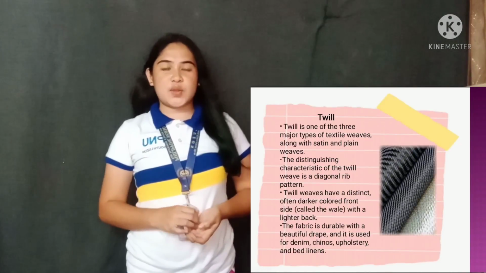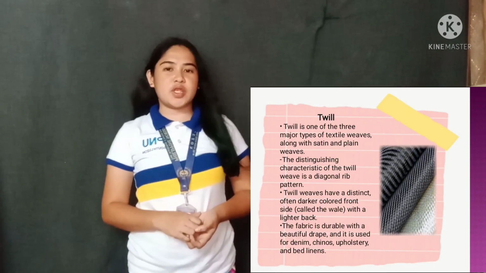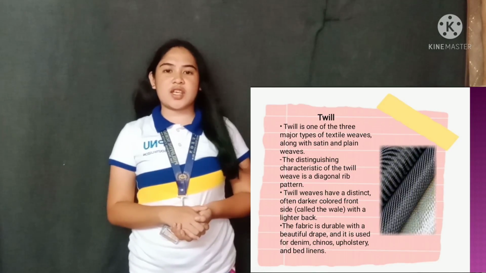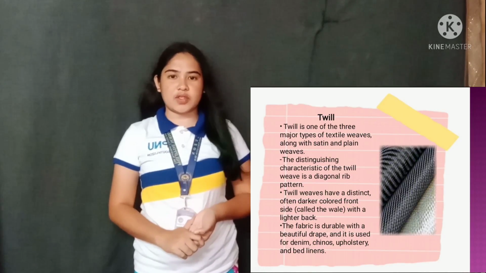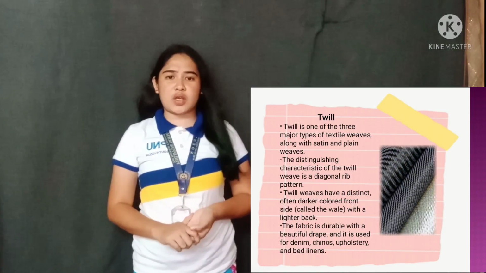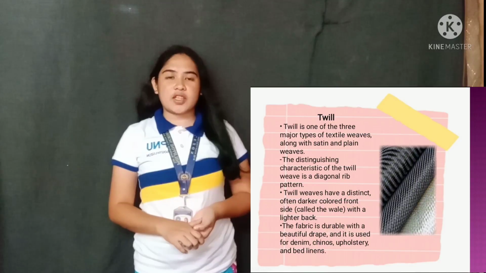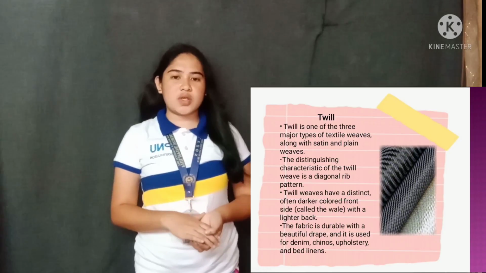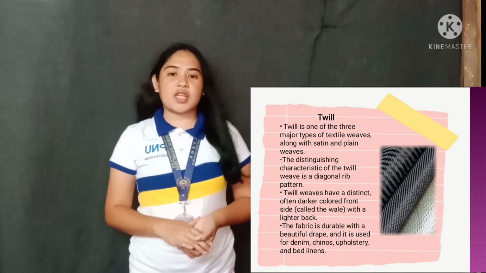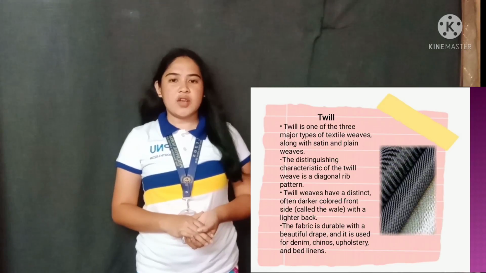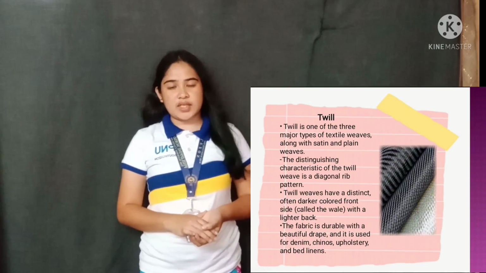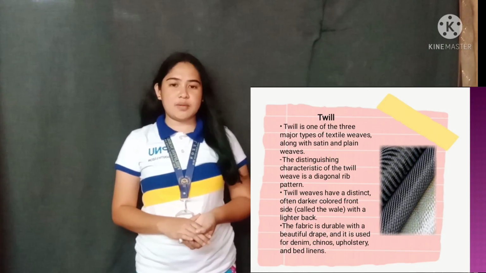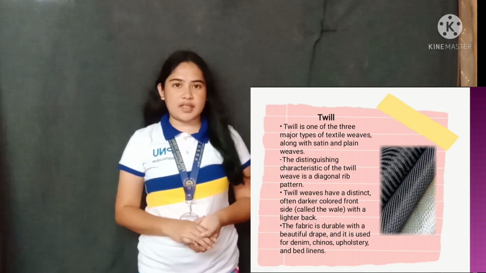Next is twill. Twill is one of the three major types of textile weaves, along with satin and plain weaves. The distinguishing characteristic of the twill weave is a diagonal rib pattern. Twill weaves have a distinct, often darker colored front side, called the wale, with a lighter back. Twill has high thread count, which means that the fabric is opaque, thick, and durable. Twill fabrics are rarely printed on, though multiple colored yarns can be used to achieve designs like tweed and houndstooth. The fabric is durable with a beautiful drape, and it is used for denim, chinos, upholstery, and bed linens.